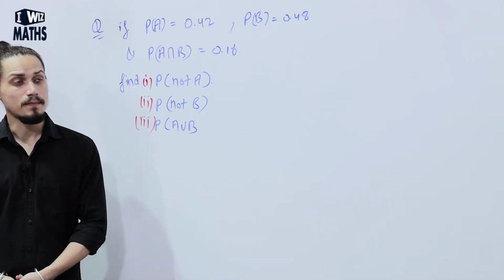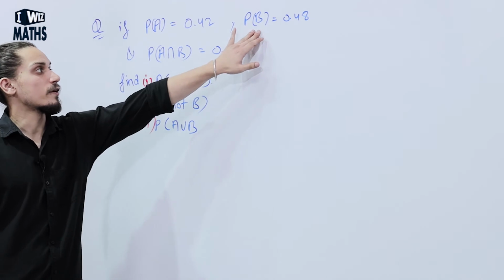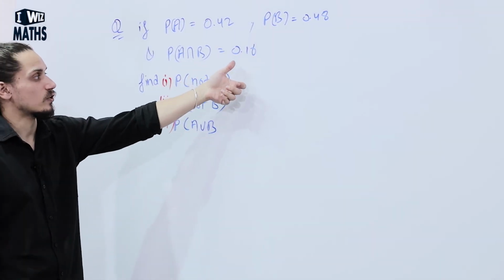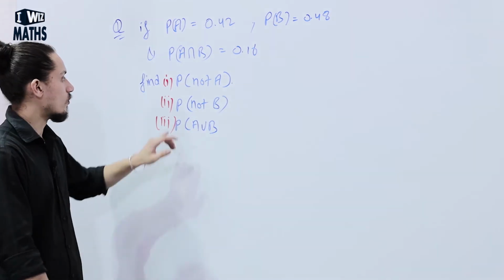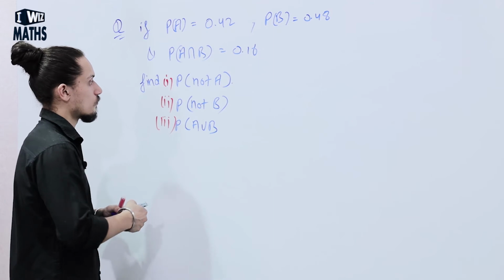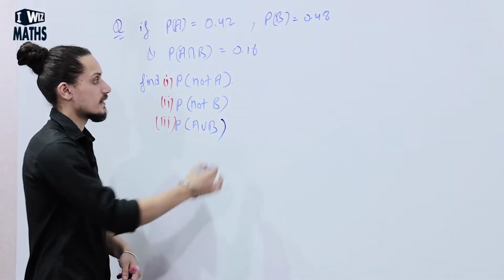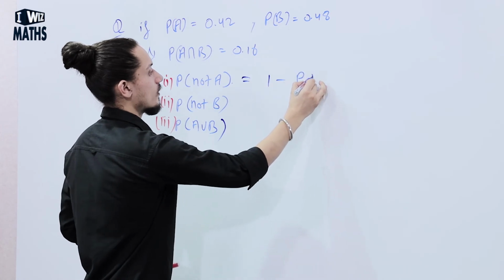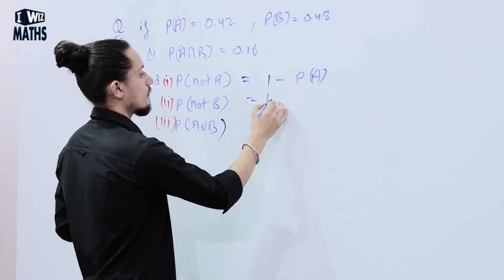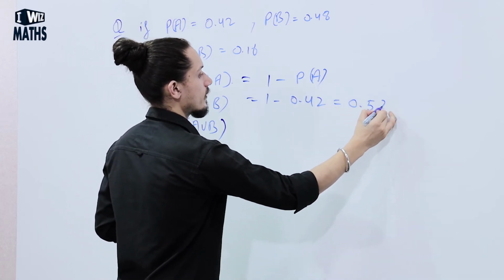Now in this example, we are given probability of event A is equal to 0.42, probability of event B is 0.48, probability of event A intersection B is equal to 0.16. We have to find out probability not A, not B, and A union B. So first case is probability not A. We know probability not A is equal to 1 minus probability of A. Probability of A is 0.42. So we get 1 minus 0.42, which is equal to 0.58.